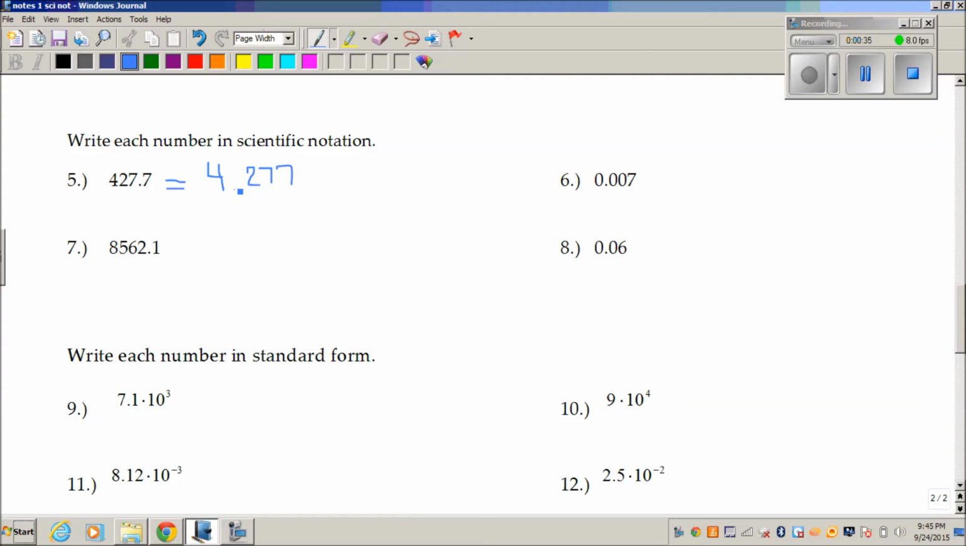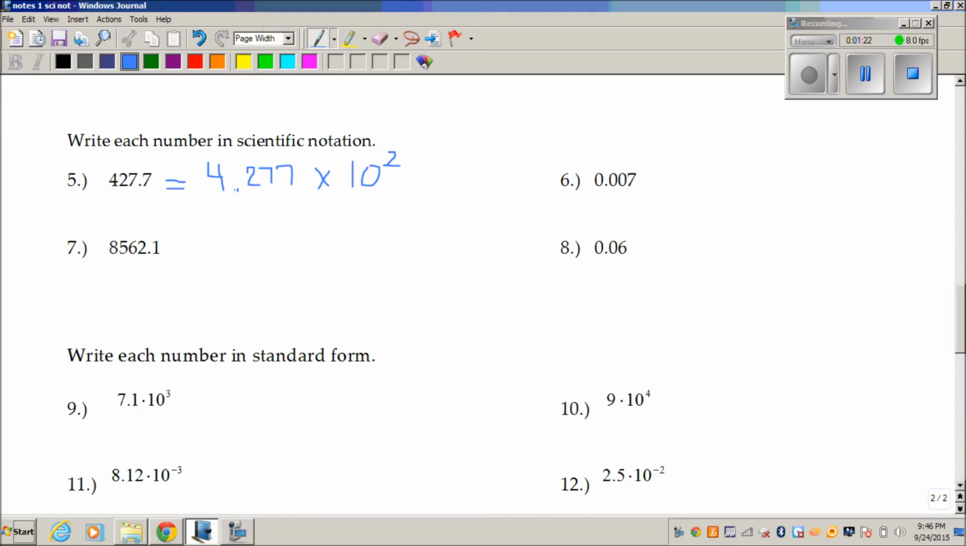Okay. Now I've changed the number. I don't want to change the value of the number, so I'm going to multiply it by a power of 10. Now, since this number is a big number, much greater than 1, I see that I moved the decimal 2 places. So it's a power of 2. It's 10 to the second power, because if I multiply it by 100, it goes back to that place value. So this is going to be 4.277 times 10 to the second power. And again, 10 to the second power is 100, because if I multiply 4.277 by 100, I get back 427.7. I don't want to change my number. I'm just rewriting it in a different way in scientific notation.